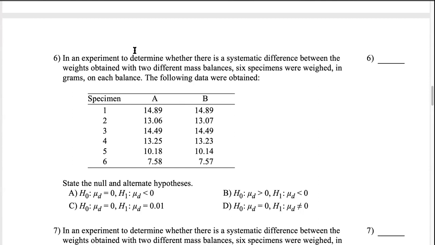In the experiment to determine whether there is a systematic difference between the weights obtained with 2 different mass balances, 6 specimens were weighed in grams on each balance. So we have 2 devices. Some English letters I'm not quite understanding, but it doesn't matter, as long as I got the general idea. So 2 devices, device A, device B, to measure the same thing.